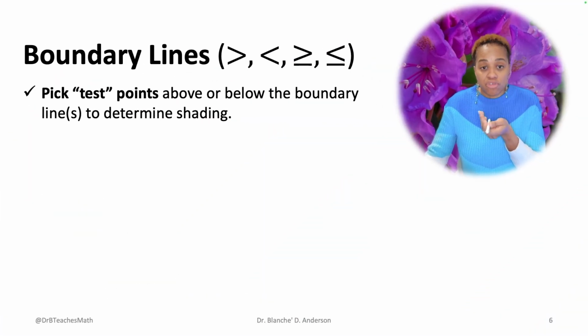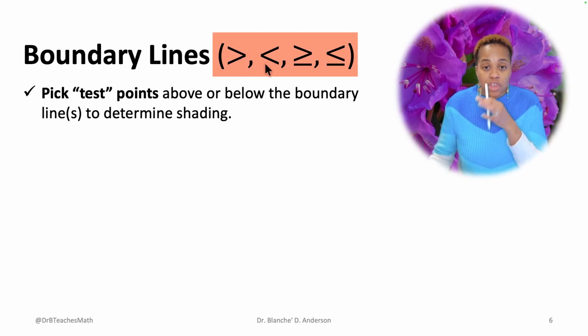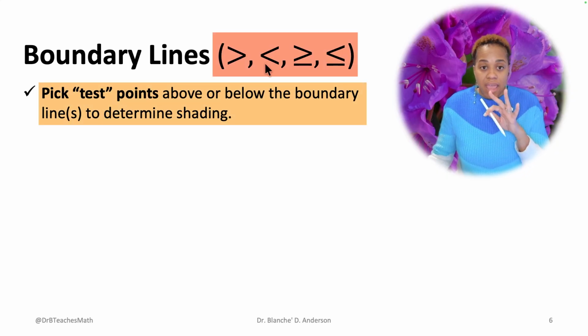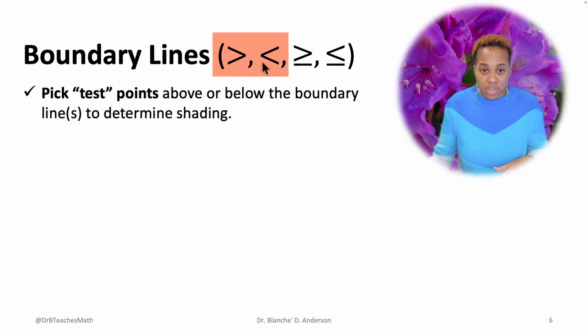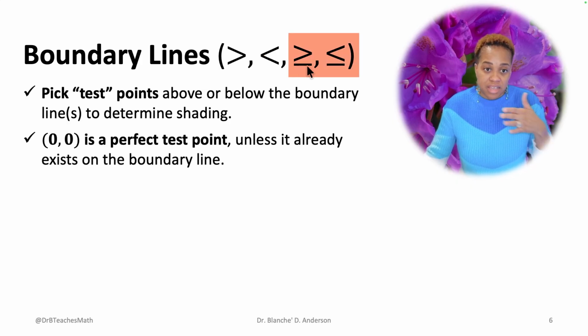So your boundary lines are determined by the inequality symbols, okay? You pick your test points and they let you know if you're going to shade above the line or below the line. If your inequality has one of these, it's going to be a dotted line. If it has one of these, it's going to be a solid line.